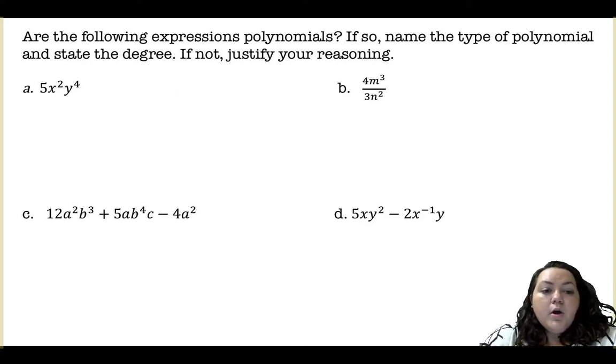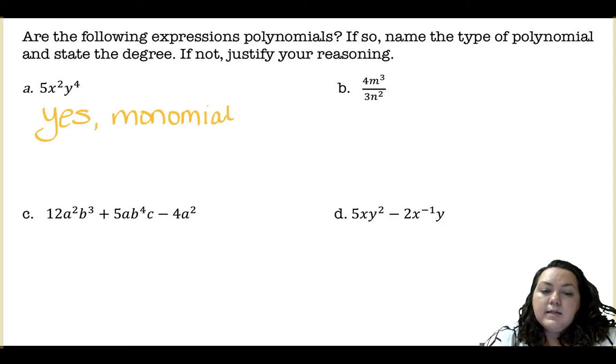All right. Are the following expressions polynomials? If so, name the type of polynomial and state the degree. If not, justify your reasoning. So 5x squared, y to the 4th. So yes, and this would be a monomial.